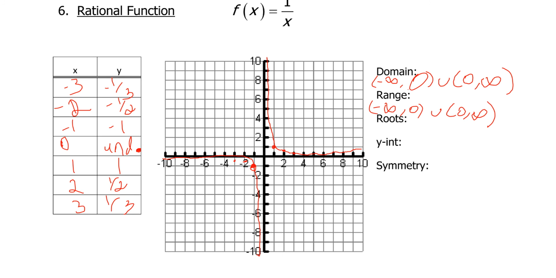Our roots for this, since it never actually touches the x-axis, are non-applicable. The y-intercept is the exact same thing, non-applicable, since it doesn't actually touch. There will be occasions where we move these around and it will wind up touching and interesting things will happen. Our symmetry for this is the origin, because we can flip it over this way and then flip it around that way, and we'd have the exact same thing. And there we have it.